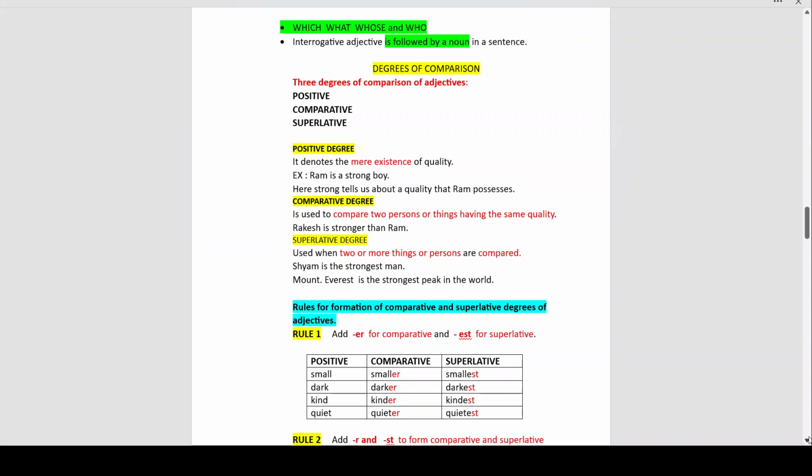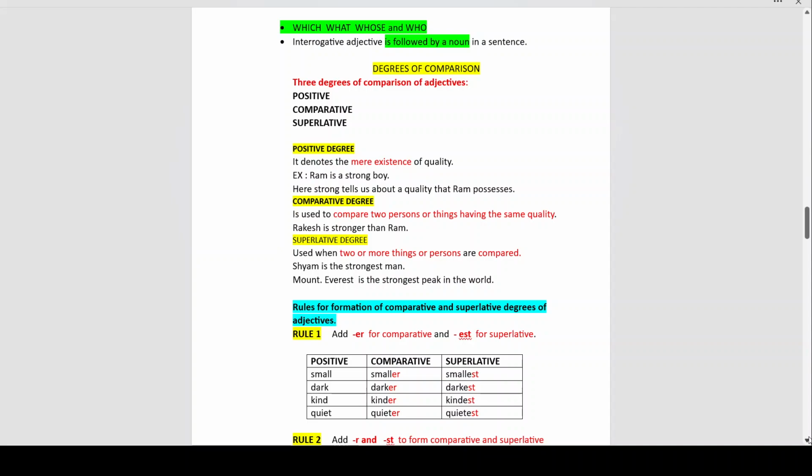Now, comparative degree is used to compare two persons or things which have the same quality. Keep in mind, children, two persons or things having the same quality, not different quality. So now, if there are two boys, Rakesh and Ram, what am I comparing between them? I am comparing the quality of strength between Rakesh and Ram. So I can say Rakesh is stronger than Ram.